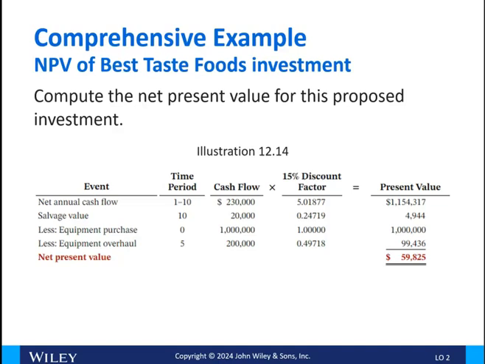We're going to subtract our equipment purchase of $1 million. It's a 1 for the discount factor because it's already at today's dollars. Then equipment overhaul that we're going to do in 5 years, $200,000. We again look up that 15% for 5 years and get that factor to bring that cash outflow back to today's dollars. If we net all this together, we get a positive net present value of $59,825, which will make this project or this proposal acceptable.